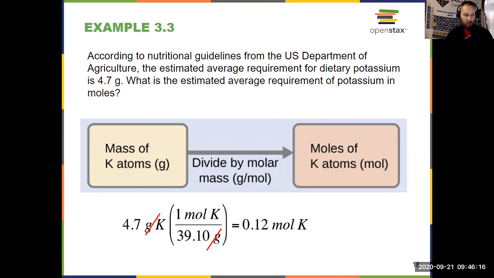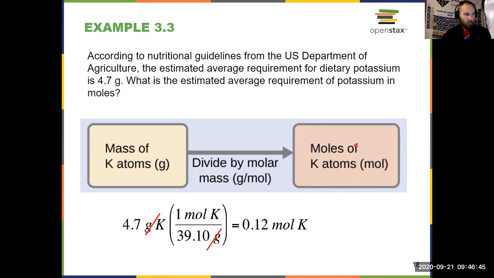If you are working on this on a test, for example, you don't care about most of that sentence. The only thing you need to pull out is 4.7 grams of potassium and know that potassium is K on the periodic table. And it asks, what's the estimated average requirement for potassium in moles? Okay, so I was given grams of potassium, right, mass, and I need to find moles.